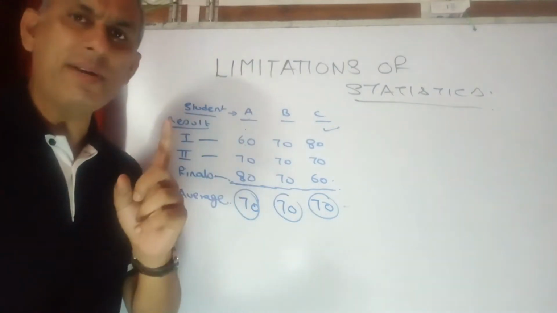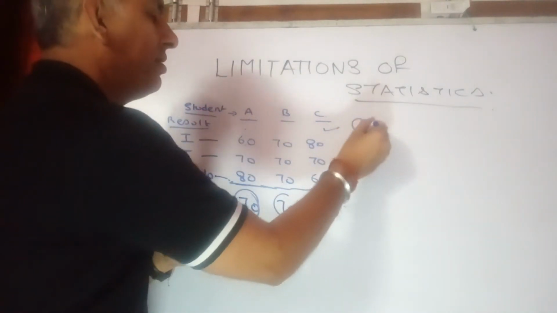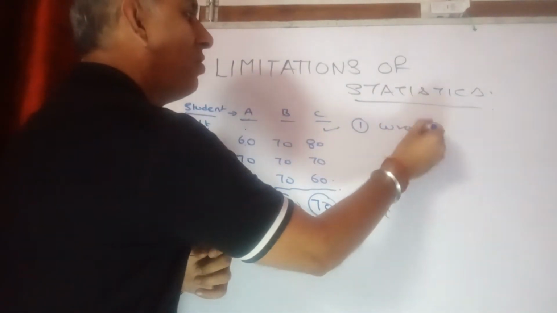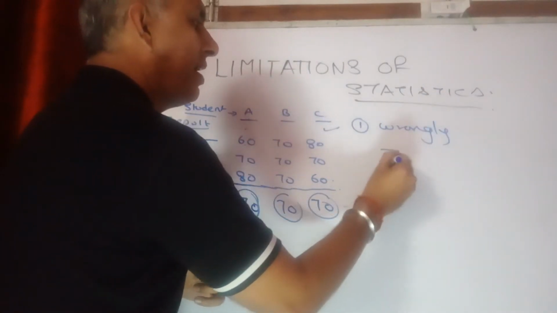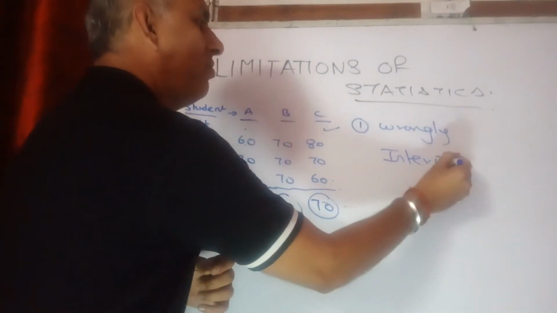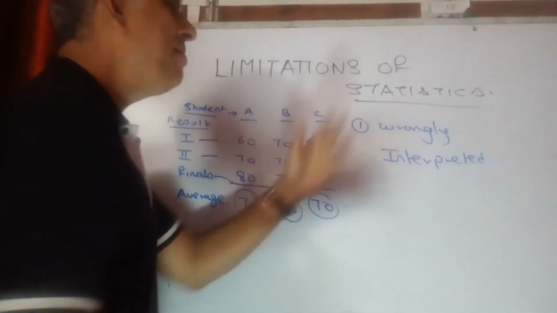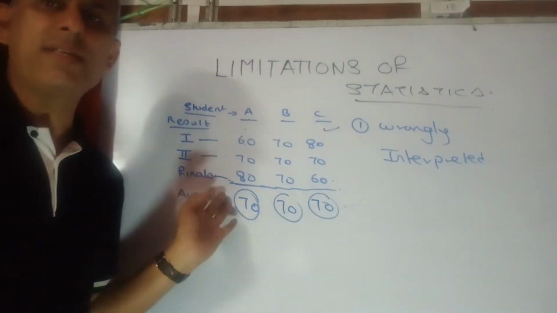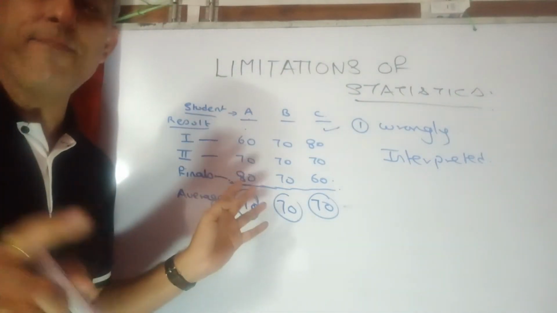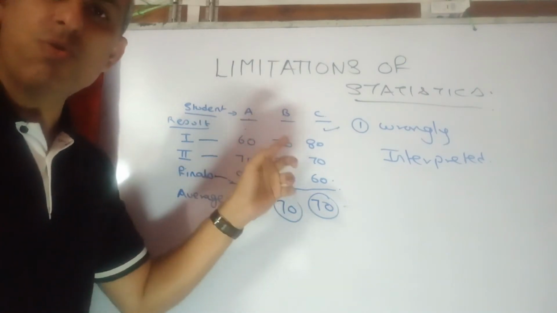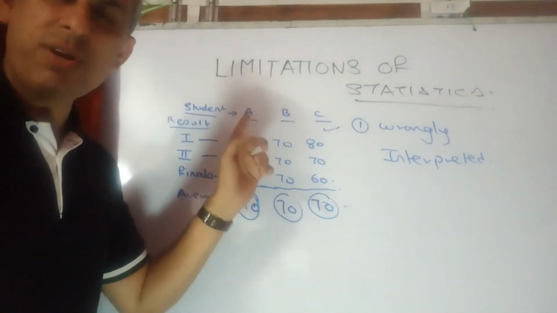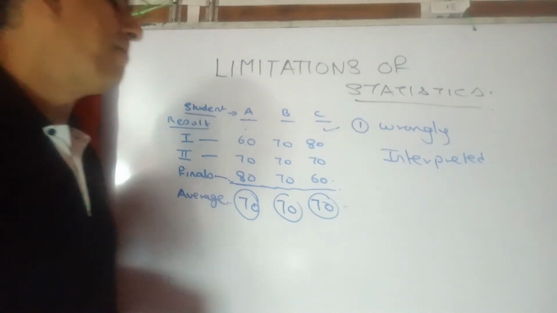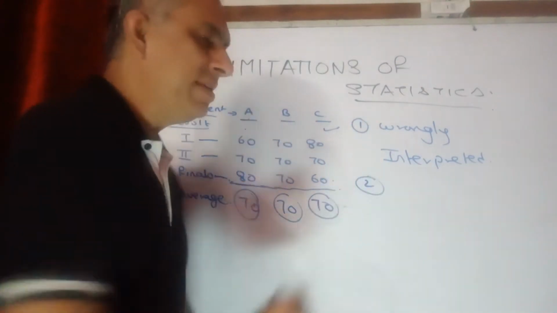So what is the first limitation? It may be wrongly interpreted. All of you will note it down. Why may it be wrongly interpreted? Because all of them are showing the same result, 70. But we know who is the better one of the three, A, and who needs a caution or advice, which is C in this example. Now let's move ahead, students.